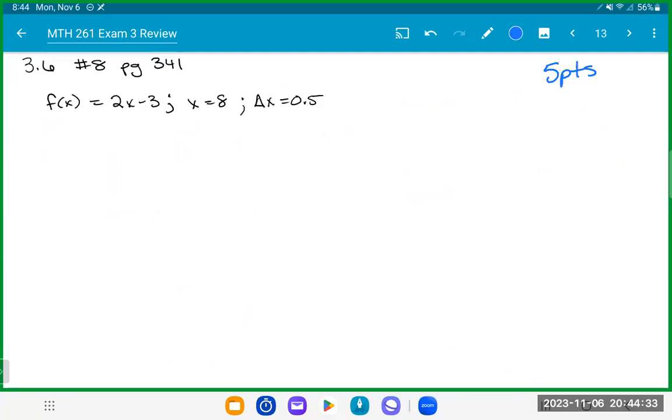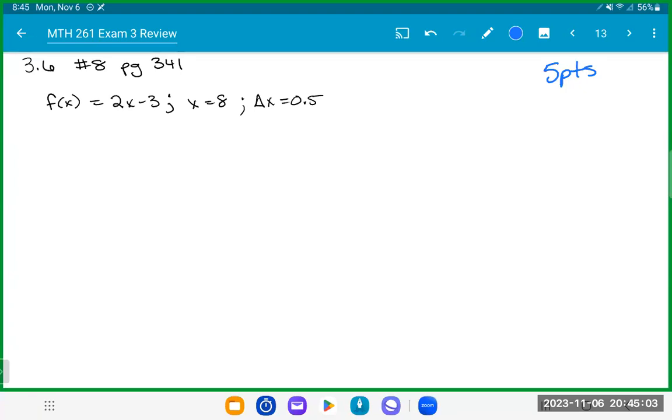Okay, so for this one, problem number 8, we want to find the change in y for the given x and the change in x values. Then we'll want to find dy equals f prime of x dx. And we want to find dy for all given x and dx values.